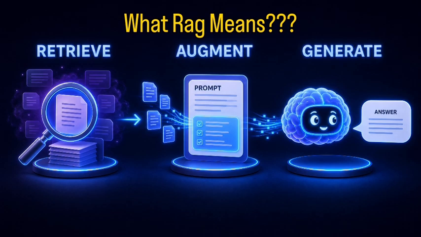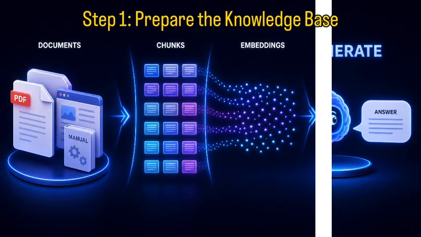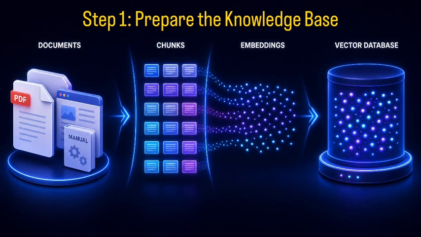Now think of RAG as an open book exam. So instead of answering entirely from memory or memorized answers, RAG will search the whole book, find the relevant information, and then generate an answer for you. Now there are 4 steps in the process. Let's move to step 1. And step 1 is prepare the knowledge base.